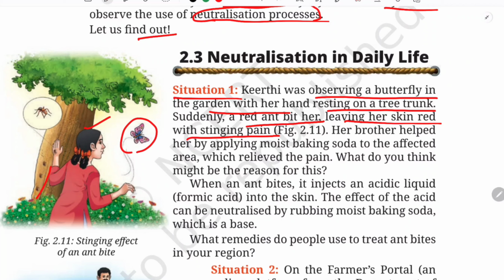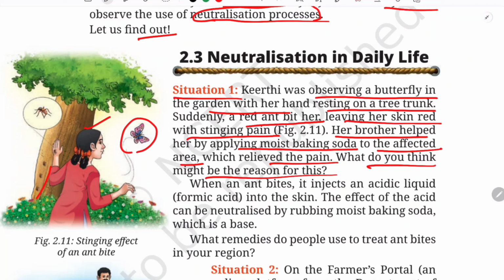And what happens? The ants are going, isn't it? This red ant bites her hand. She is now in pain. Her skin becomes red and irritated. Why? Because the ant has released an acid. We'll learn about it. And her brother helped her by applying moist baking soda to the affected area, which relieved the pain.